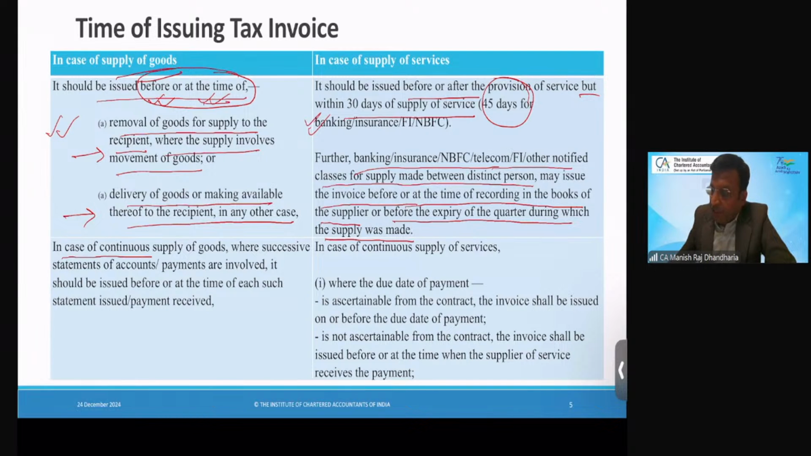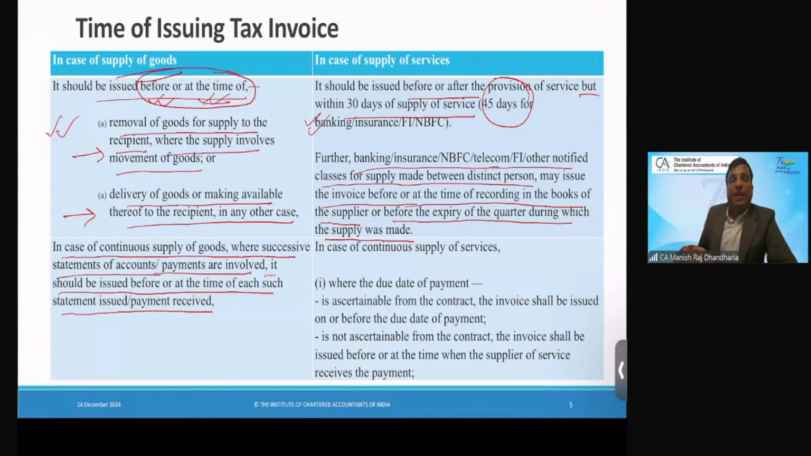In case of continuous supply of goods where successive statement of accounts or payments are involved, meaning when you are supplying goods, after that a statement of accounts will be involved, or later payment will be involved. It should be issued before or at the time of each such statement issued or payment received. Meaning whenever payment is received, whenever you issue the statement, then you have to issue the invoice.